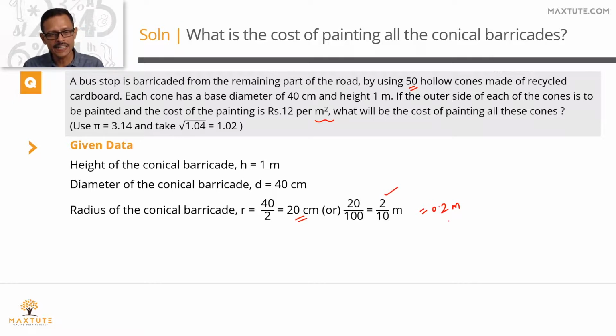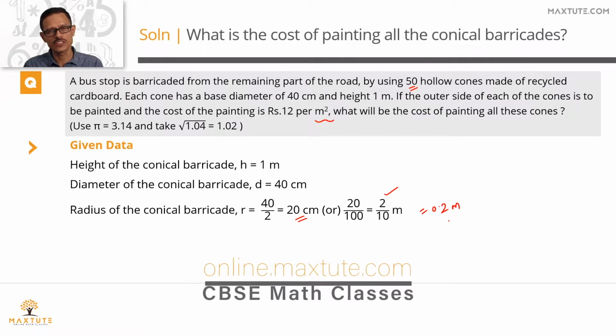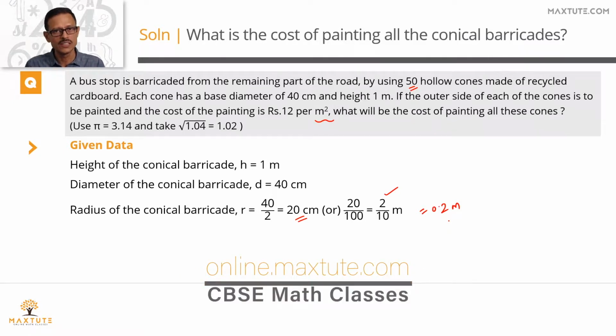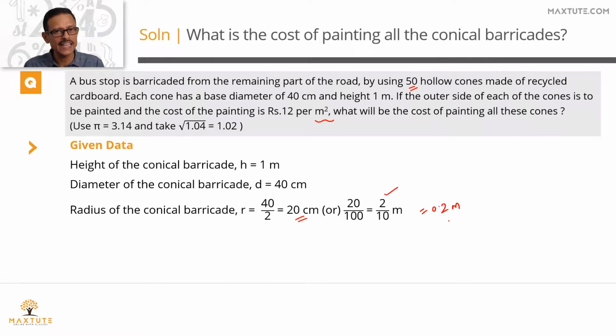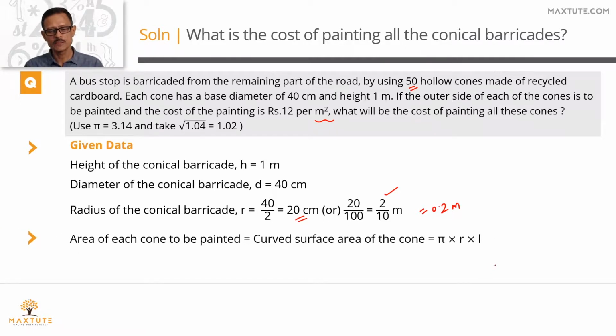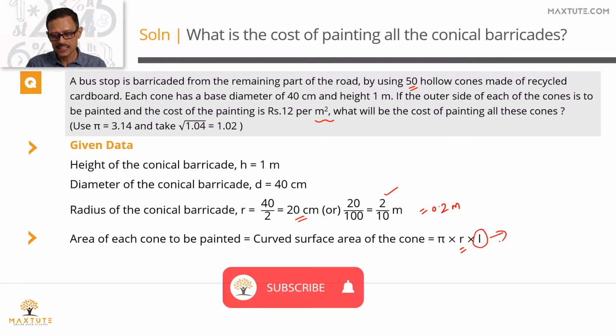We're going to be painting the outer side of each of these cones. The area covered by it is going to be equal to the curved surface area of a cone. Formula to compute the curved surface area of a cone is pi RL. Pi we know is equal to 3.14. R is the base radius, which is 2 by 10 meters. So all that is left is to compute the value of L. L is nothing but the slant height of this cone.